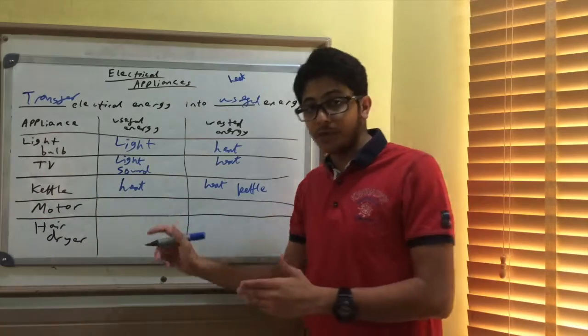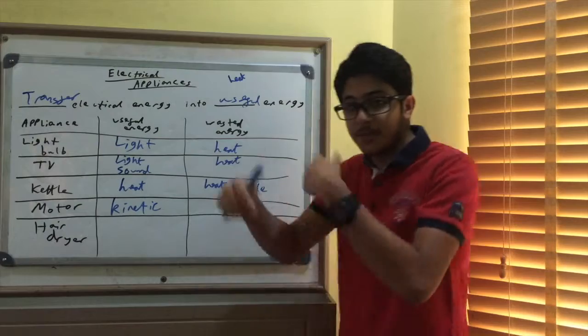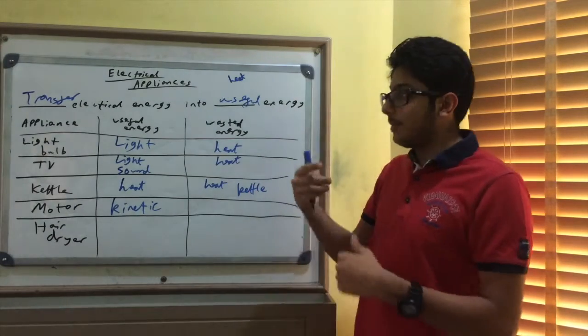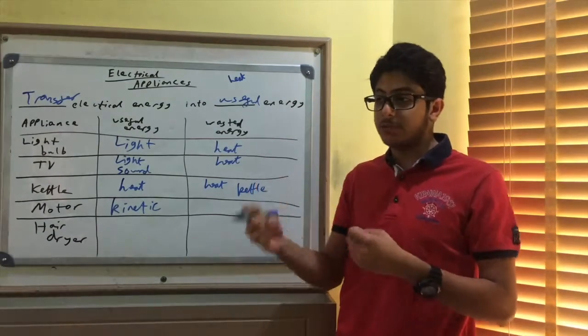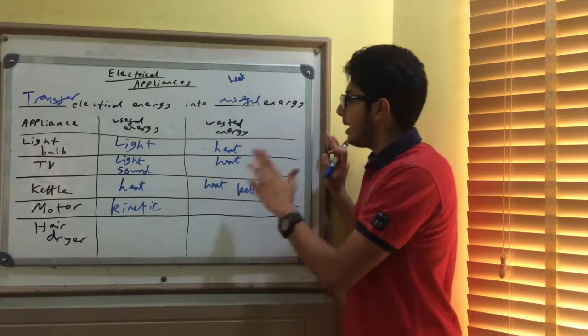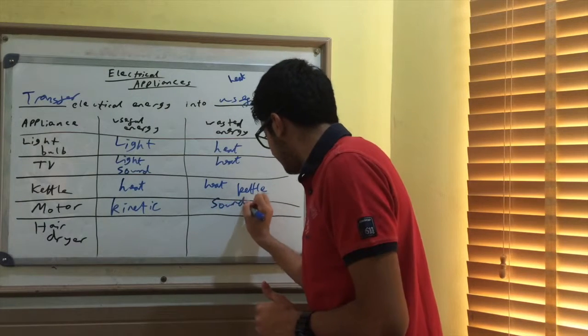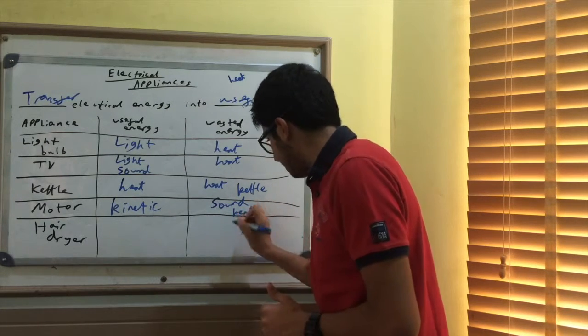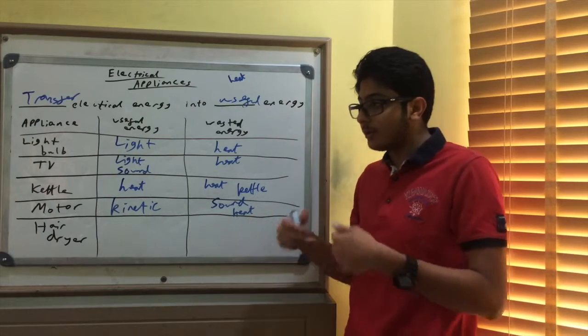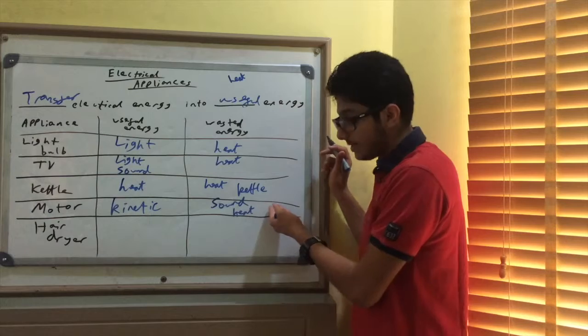What about an electric motor? The useful energy will be kinetic energy, okay, spinning the motor. And maybe gravitational potential energy for the objects at the top, then going down, but kinetic energy is the main one. Wasted energy for a motor, sound, and heat. We don't want a motor to give off sound, we don't want it to get hot, we just want it to move, so these are wasted.